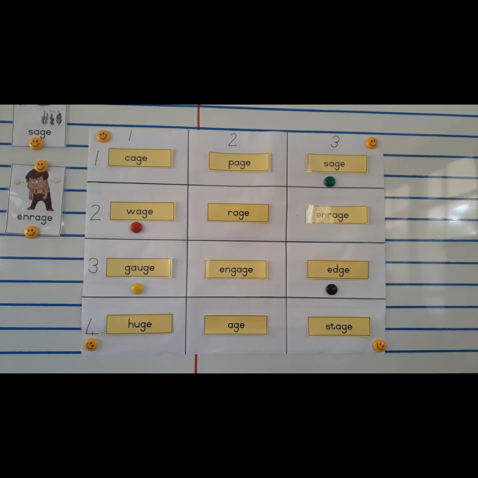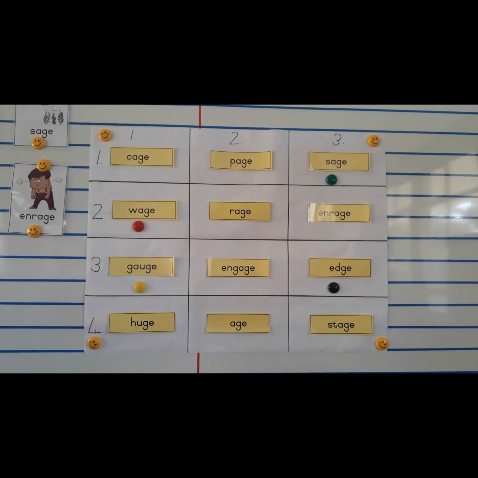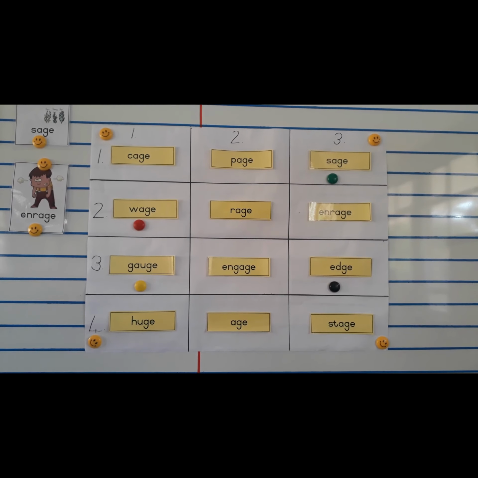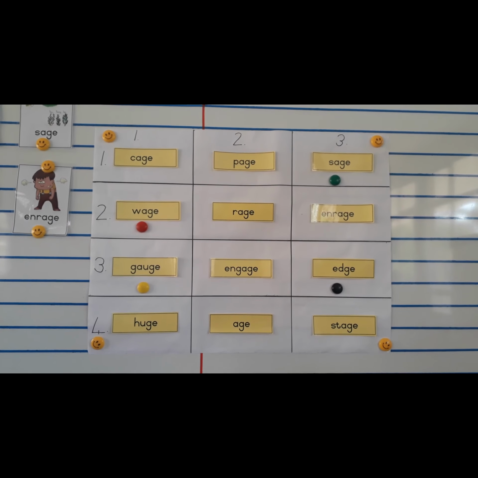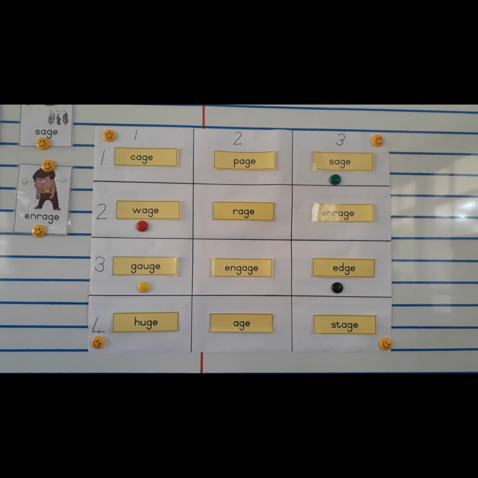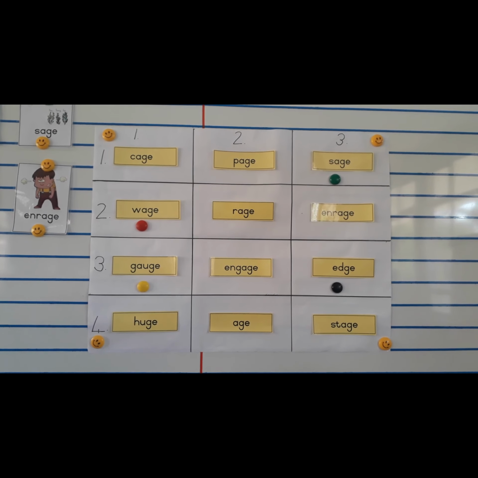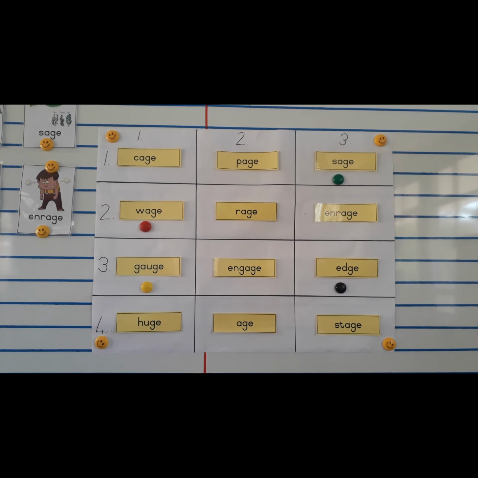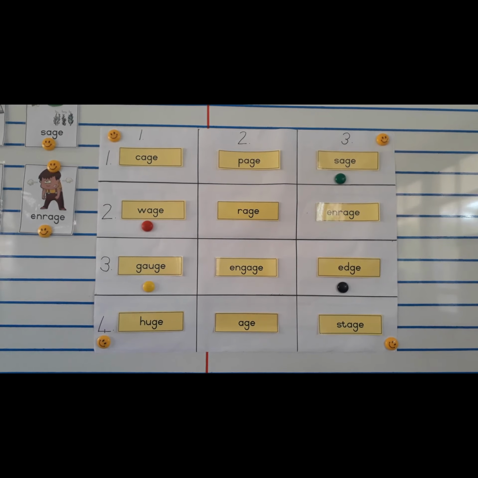Read the word to the left of edge. That's right, it's engage. Use the word edge in a sentence. For example, I stood on the edge of a cliff.